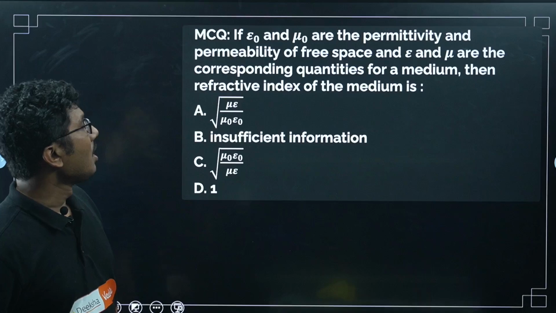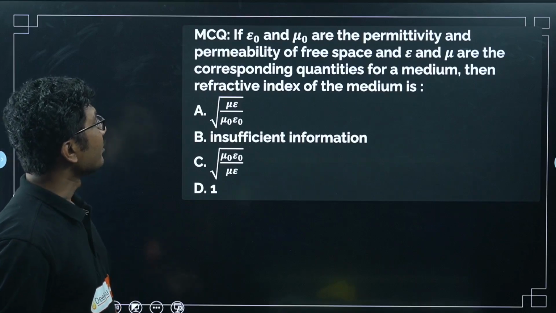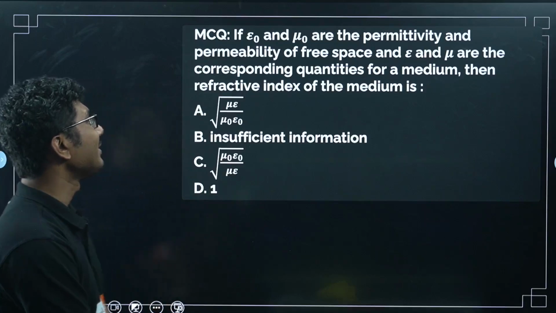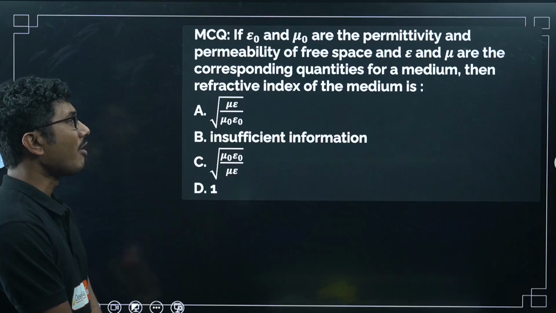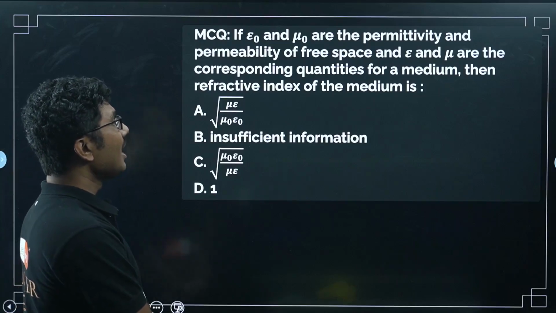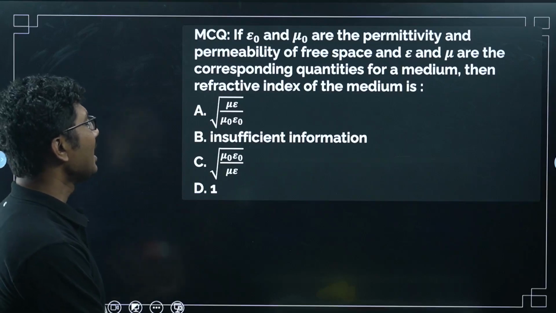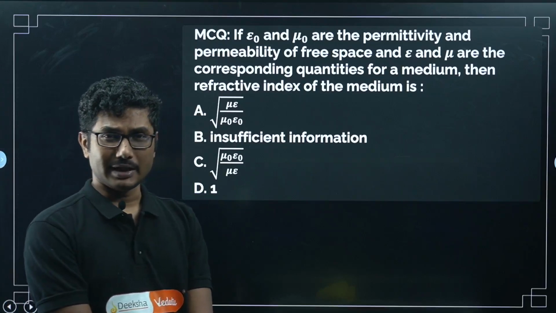Now let's look into a question. If epsilon naught and mu naught are the permittivity and permeability of free space, and epsilon and mu are the corresponding quantities for a medium, then the refractive index of the medium is.